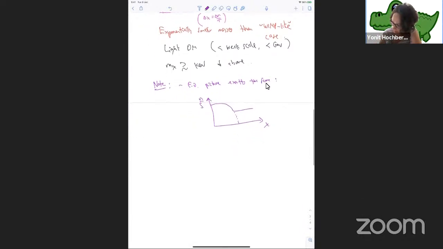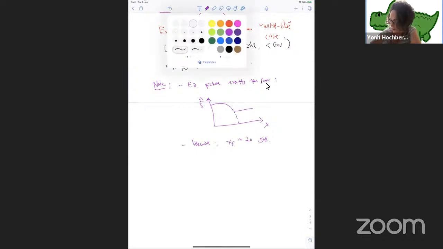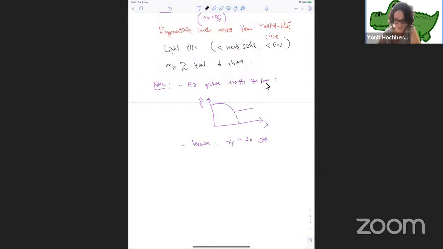The second thing I also want to note is that if you ask yourself at what temperature this is freezing out, what is the value of xf, you still get that xf is of order 20, just like we had before. So that's all I wanted to say about forbidden.